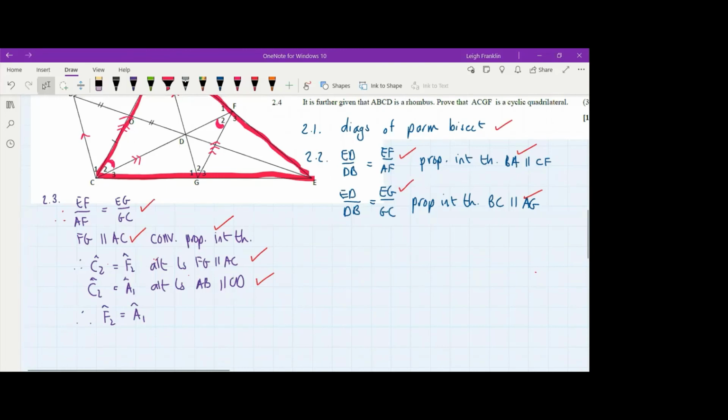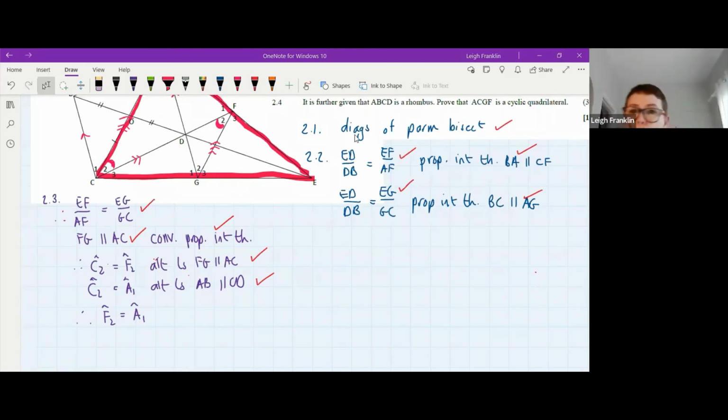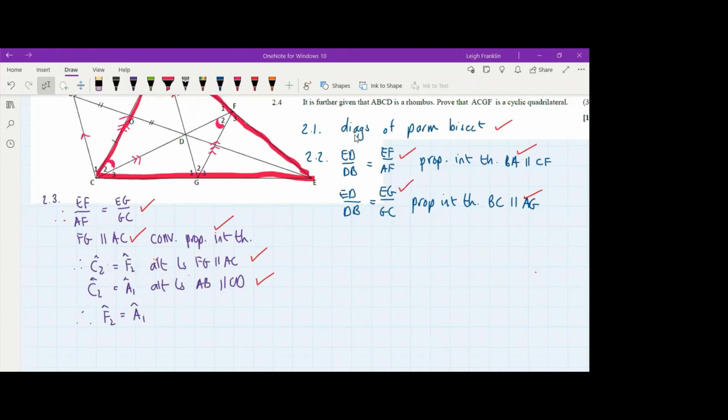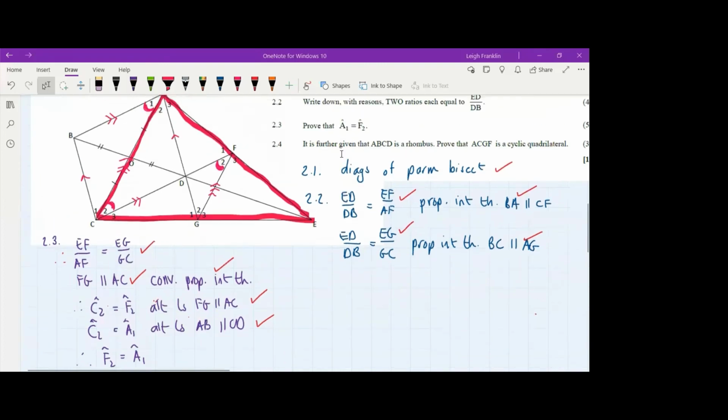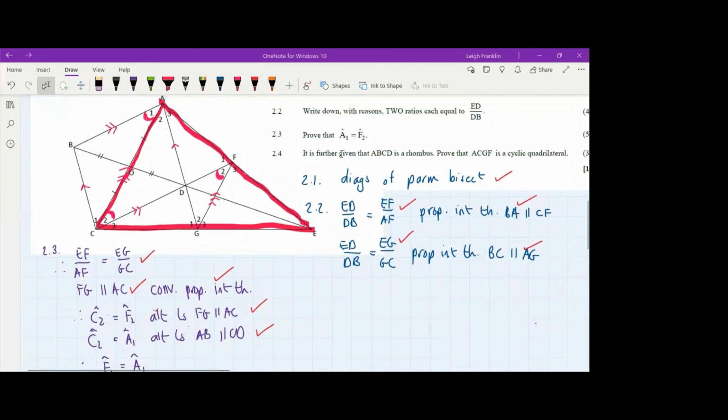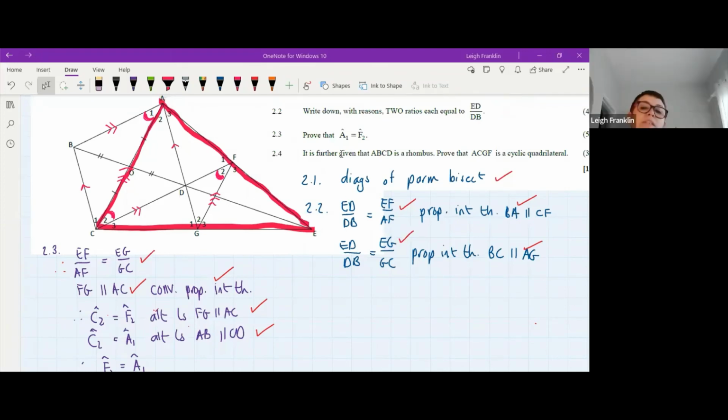Ma'am, question. Sure. So since you said that angle F2 is equal to angle A1, and they didn't tell us the parallel lines, is it possible that they give us a question whereby they tell us that the lines are parallel, or are we supposed to find the parallel lines ourselves every time? Cassandra, it depends on the question.